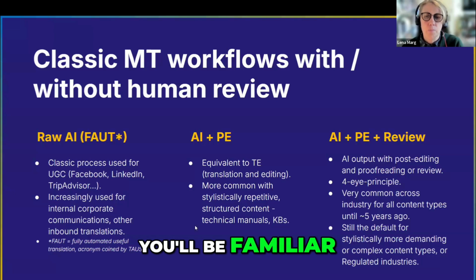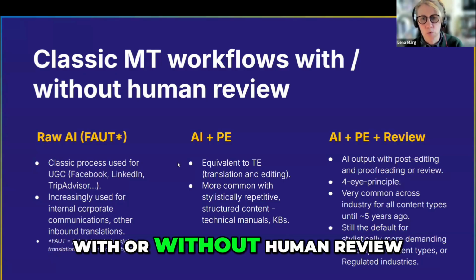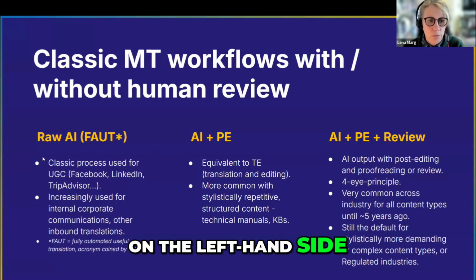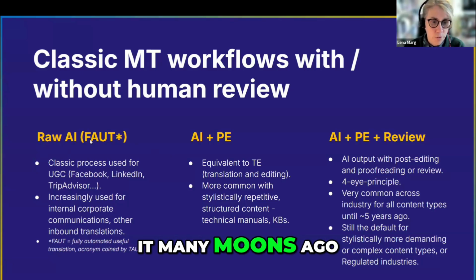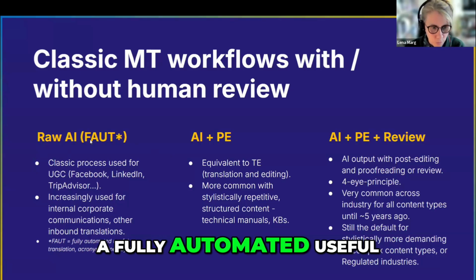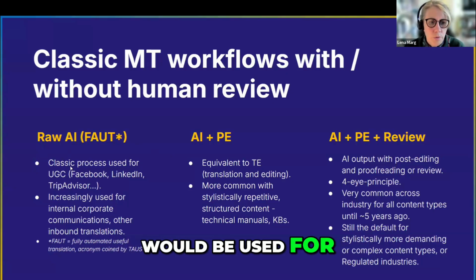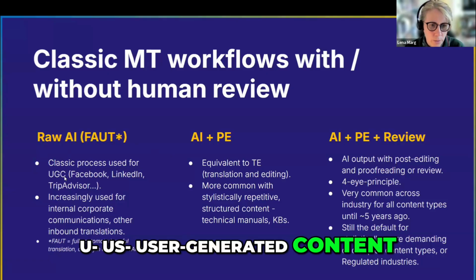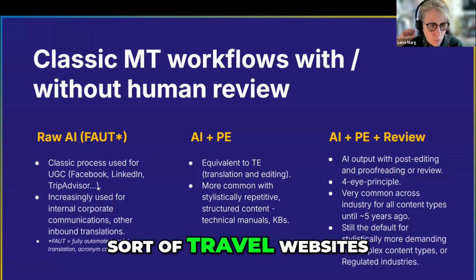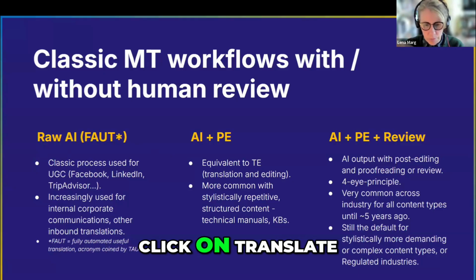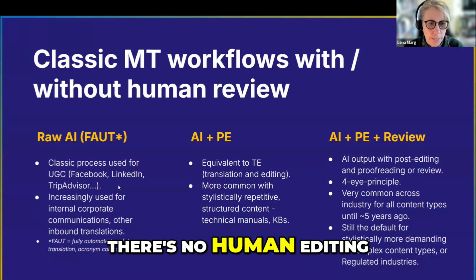So you'll be familiar, most of you, I think, with the classic MT workflows, with or without human review. So on the left-hand side, you see a workflow that has raw AI, or as TAUS called it many moons ago, a fully automated useful translation process, which is sort of the classic process that would be used for UGC content, user-generated content. So the likes of Facebook, LinkedIn, TripAdvisor, Booking, you see all these sort of travel websites where you can click on translate, and that's obviously kind of raw AI. There's no human editing that anymore.